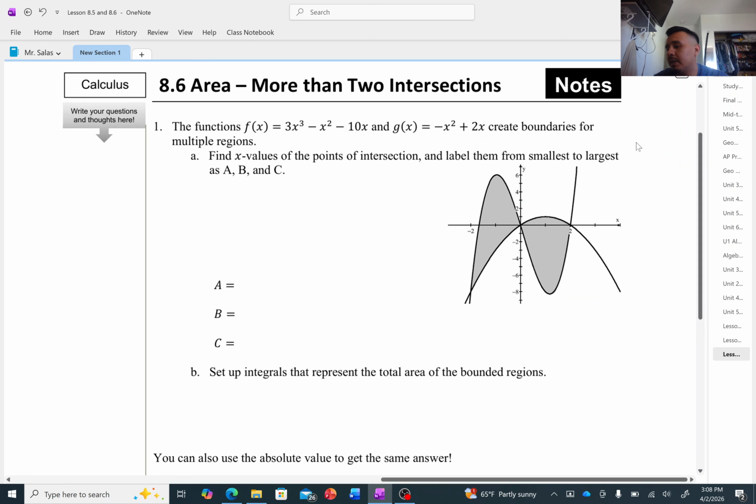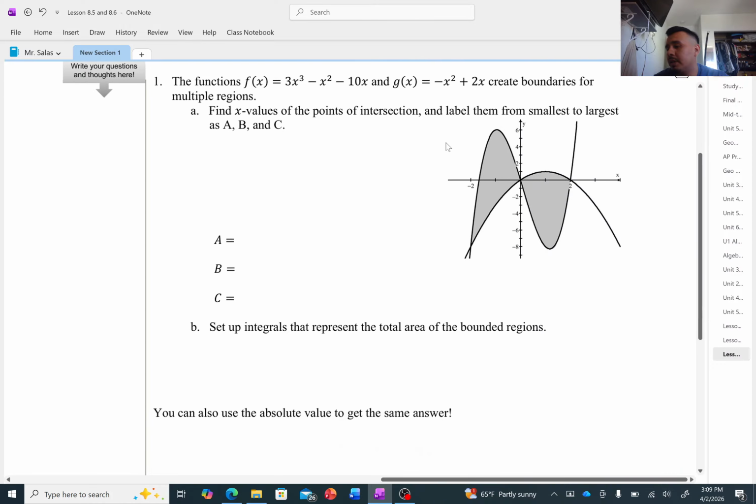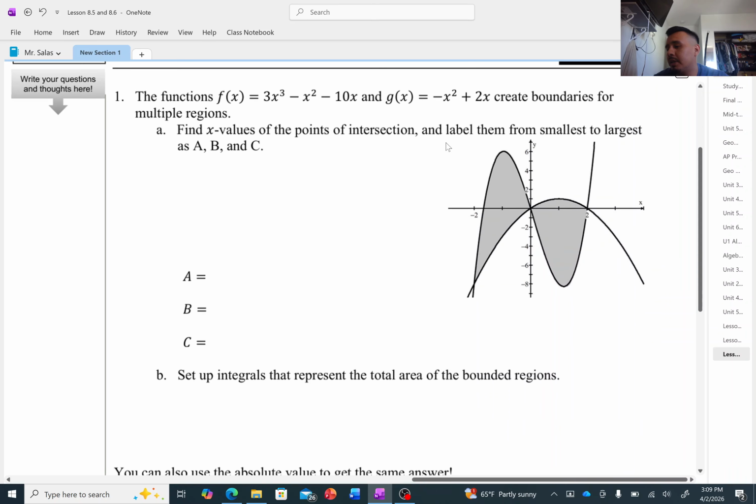We're running it back to back. We're going to go ahead and do 8.6. 8.6, I will guarantee you, is a lot easier and a lot faster than 8.5 was. So let's just dive into it, okay? We want to find the area of more than two intersections. That means we're going to be looking at potentially setting up multiple integrals and looking at different functions. In this case, we're dealing with two functions, so it's something that we've been used to doing. Let's go ahead and get started.